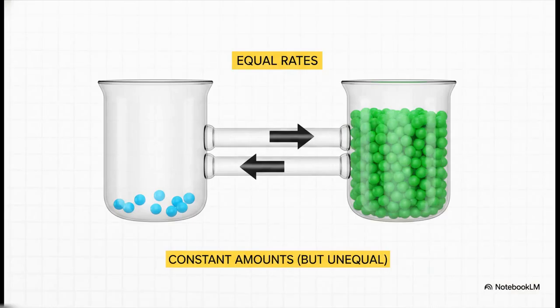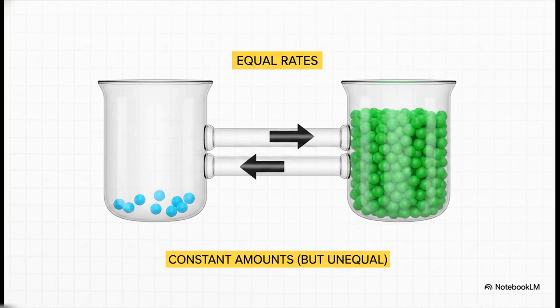Now, I need to point out a really common misconception here. At equilibrium, the rates of the forward and backward reactions are exactly equal. But the amounts, the concentrations of the reactants and products, are just constant. They're steady, they're locked in, but they are not necessarily equal to each other. You might have 90% product and 10% reactant. As long as those percentages stop changing, boom, you have reached dynamic equilibrium.